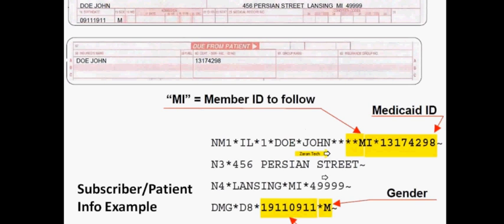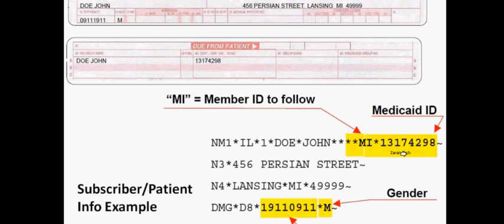And then MI is your member ID. It's like a qualifier here. MI is your qualifier. It tells you what type of information follows in the next field or the next element. So field and element are used synonymously in these transactions. Some people call it a field and some call it a segment here.